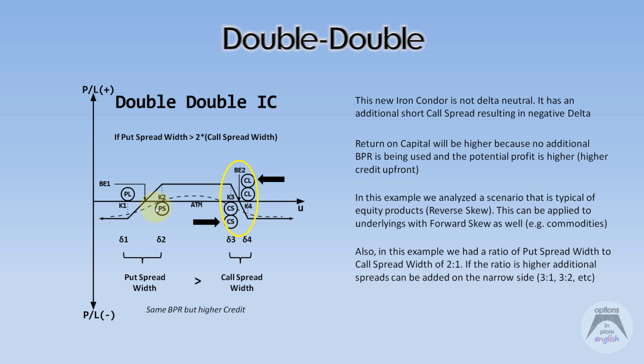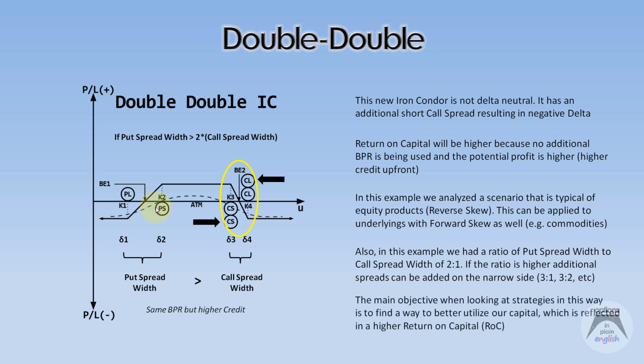Just remember, this iron condor is no longer neutral. Now you have a directional component, but your capital is being used in the most effective way given these constraints.